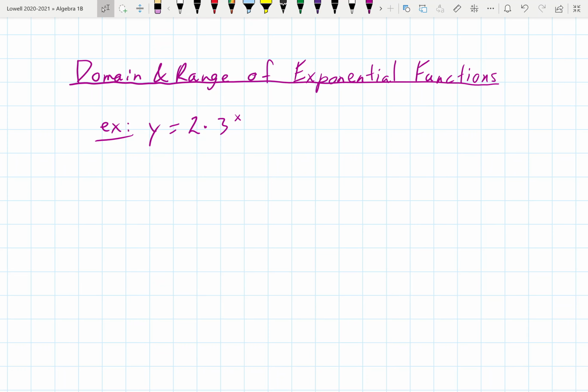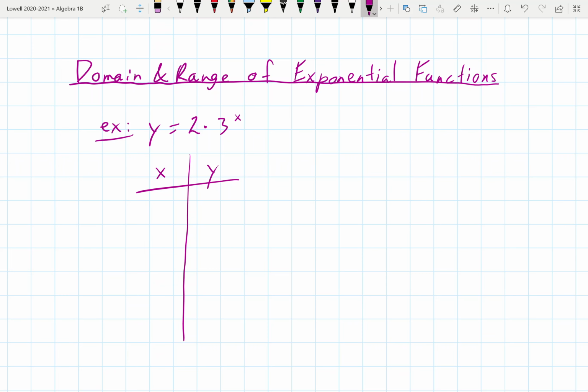Hi folks, so in this video I want to talk about the domain and range of exponential functions. We kind of mentioned this in the last video when we were talking about the graphs, but I just want to show that using tables here. Okay, so with the domain and range, we'll make a table here. Again, the domain is the set of all x values that we can plug in.